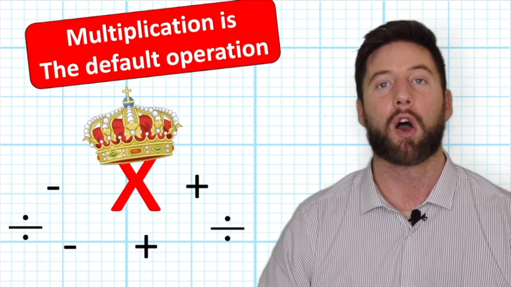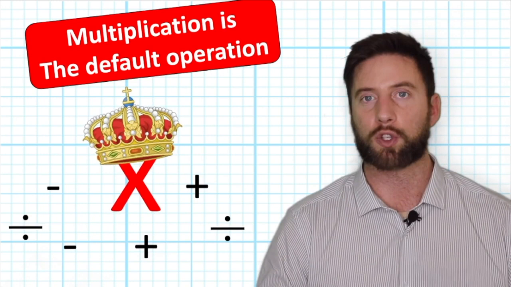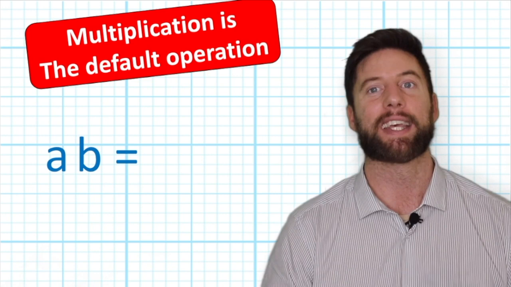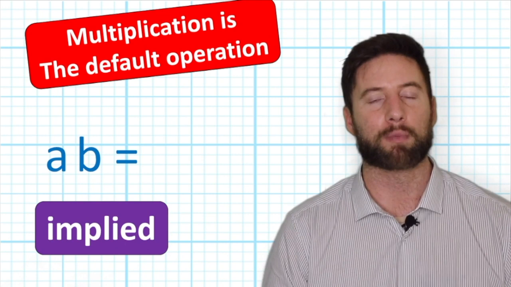If you don't see a symbol, you are going to multiply. So therefore, if there are no other arithmetic processes shown between two symbols, we are going to multiply. So for example, instead of writing a times b, we can just write ab. And we know that multiplication is implied. Another key word for us. Of course, in this example, we can't actually multiply a and b until we know what values they are.